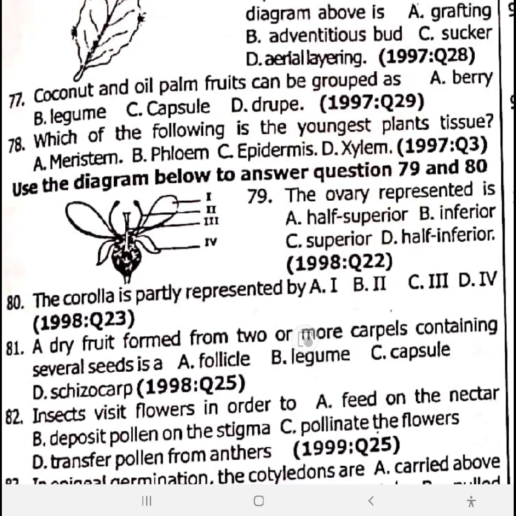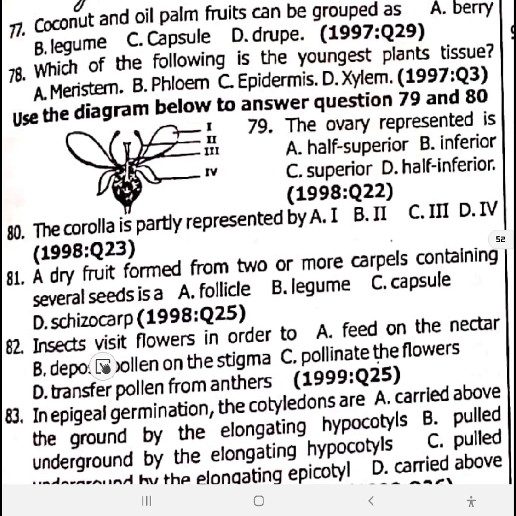Dehisces. It means after the fruit, the plant grows to maturity, it breaks into pieces. Example, okra, castor oil. Those are examples. So 81 is option C, right? Capsule. 82. Insects visit flowers in order to.